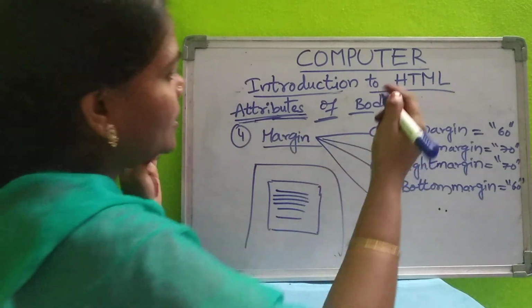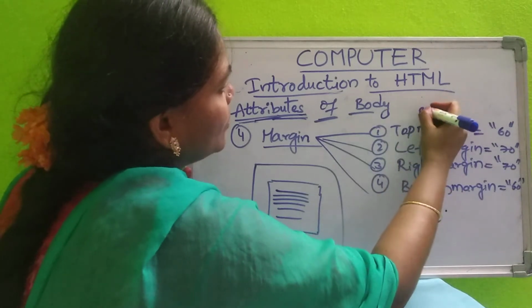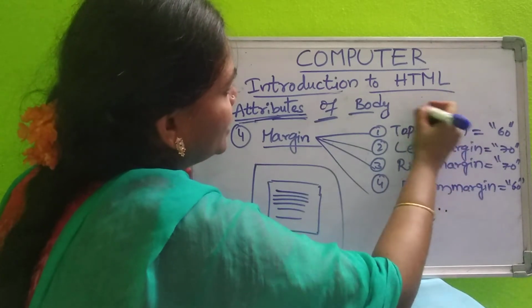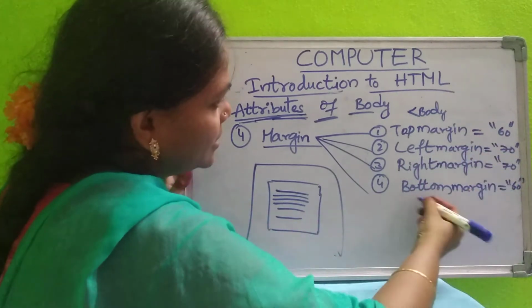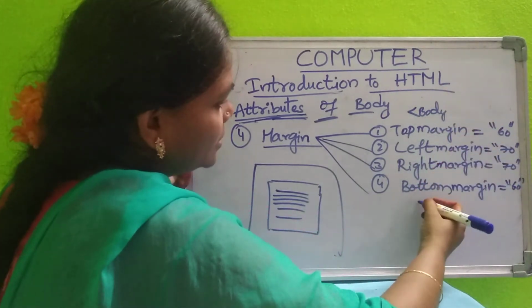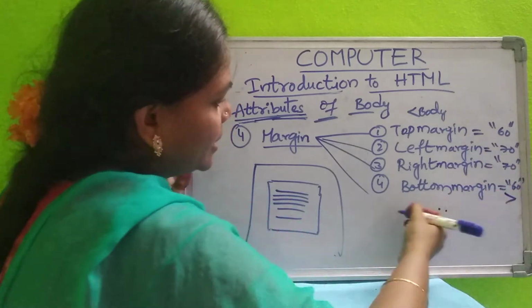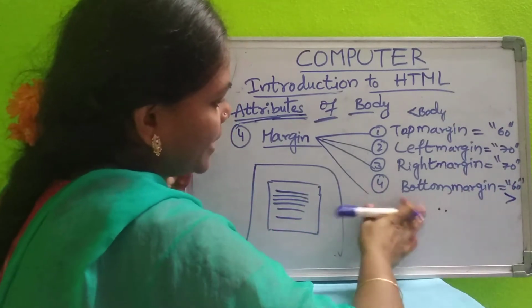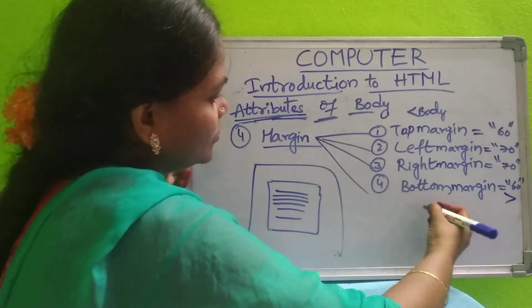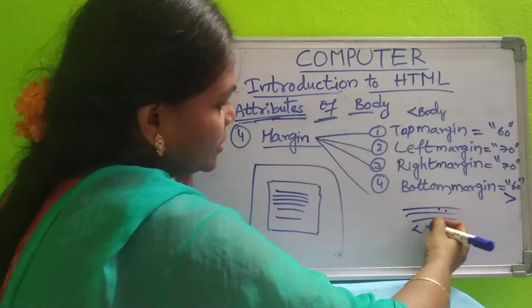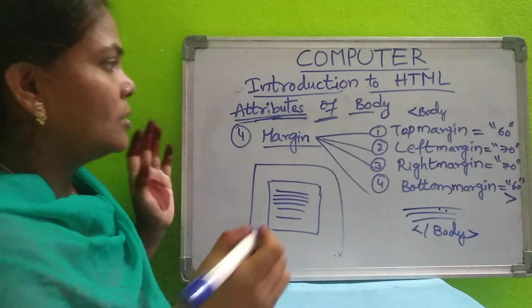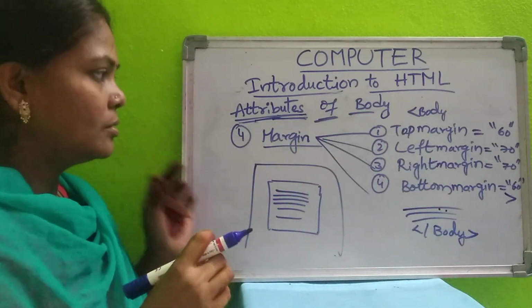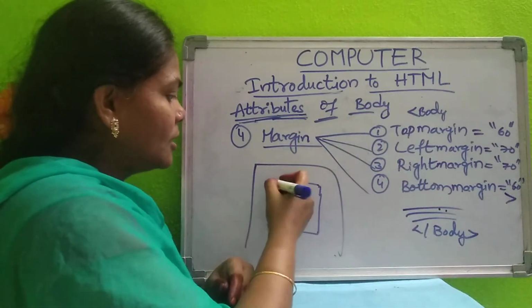So how to give this? You have to write the body tag and write top margin equals, left margin, right margin. After this, close the angle bracket and write the text here. Some text you have to write. After that, close the body tag. So like this, you have to apply the margins to the text which is written in the web page.